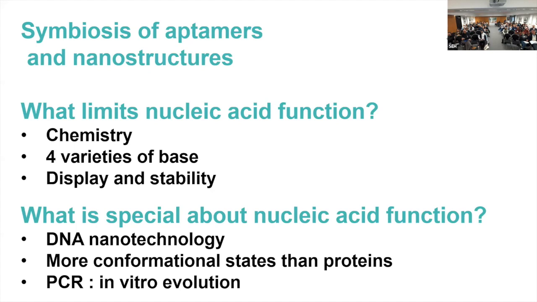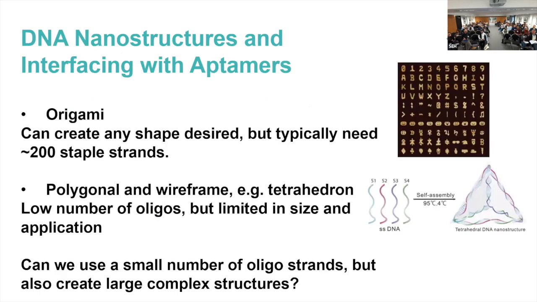And one area which has really changed radically in the last 10, 20 years is DNA nanotechnology. There's been really exciting developments there. And of course, the other reasons: PCR has allowed SELEX and in vitro evolution, and the increased conformational states per unit compared to proteins, allowing all sorts of different structures of single-stranded nucleic acids. I'm going to focus on this one around DNA nanostructures.